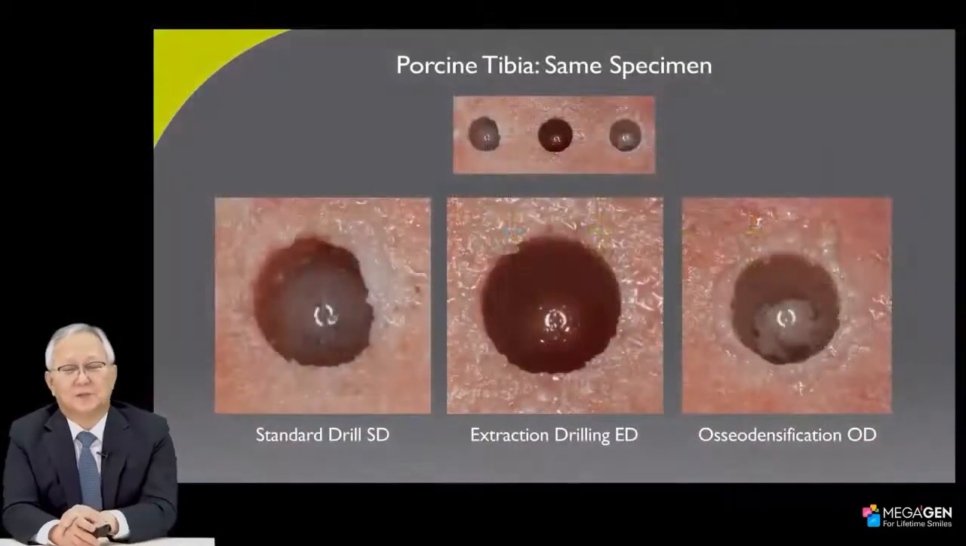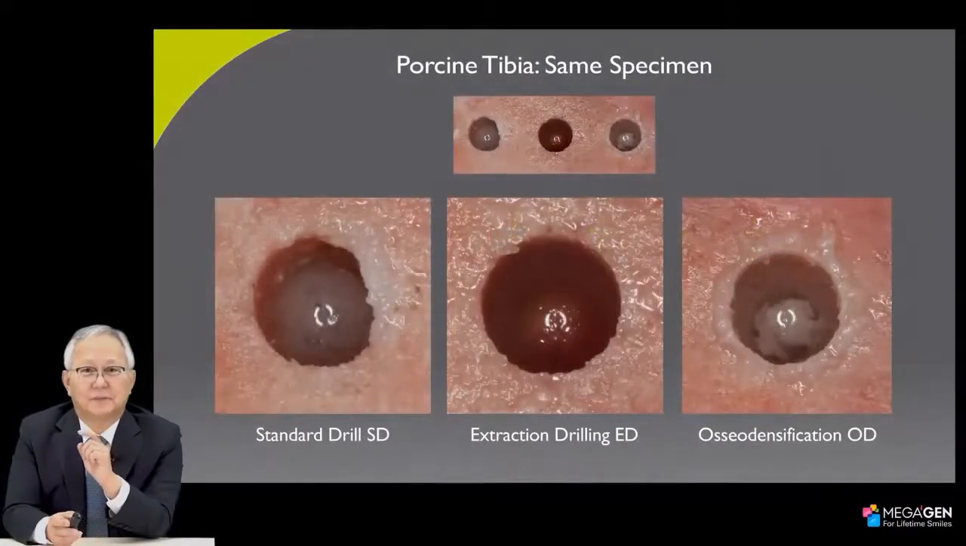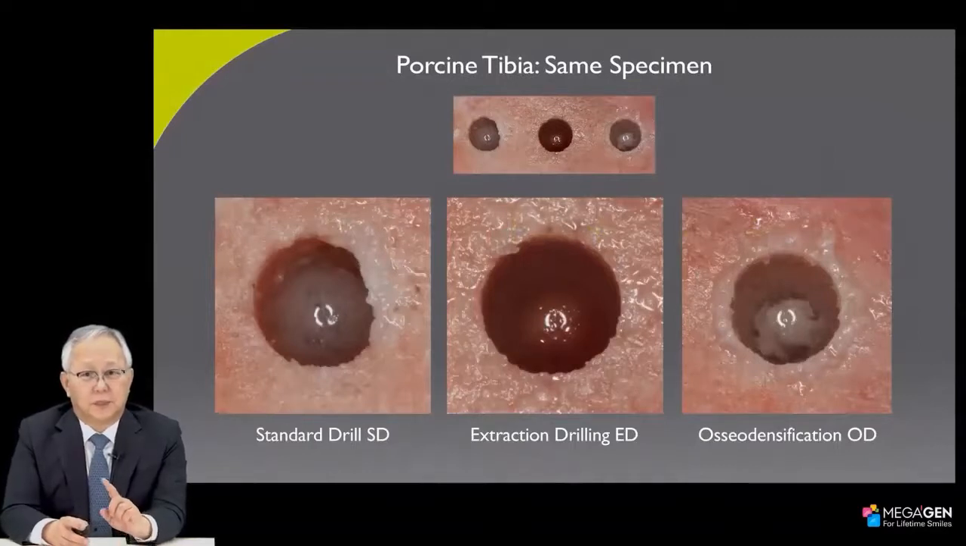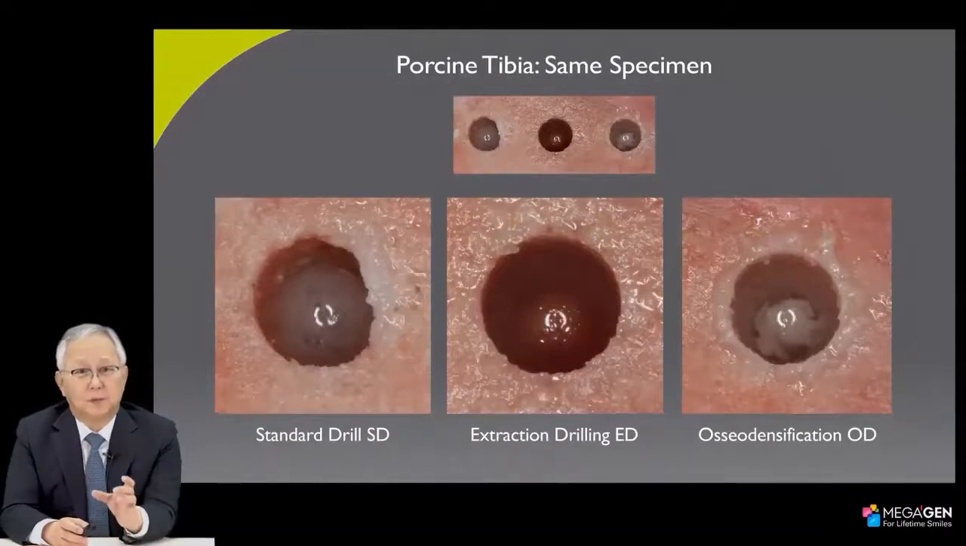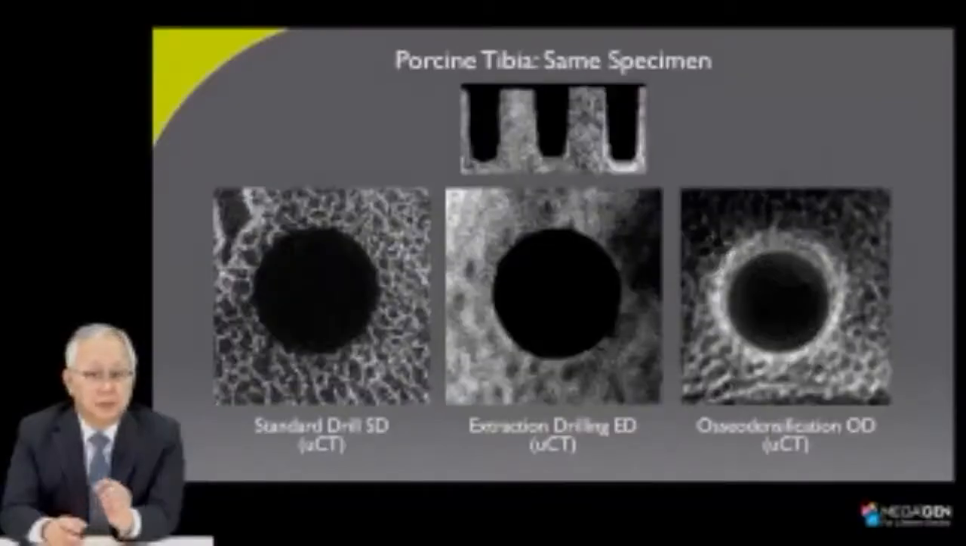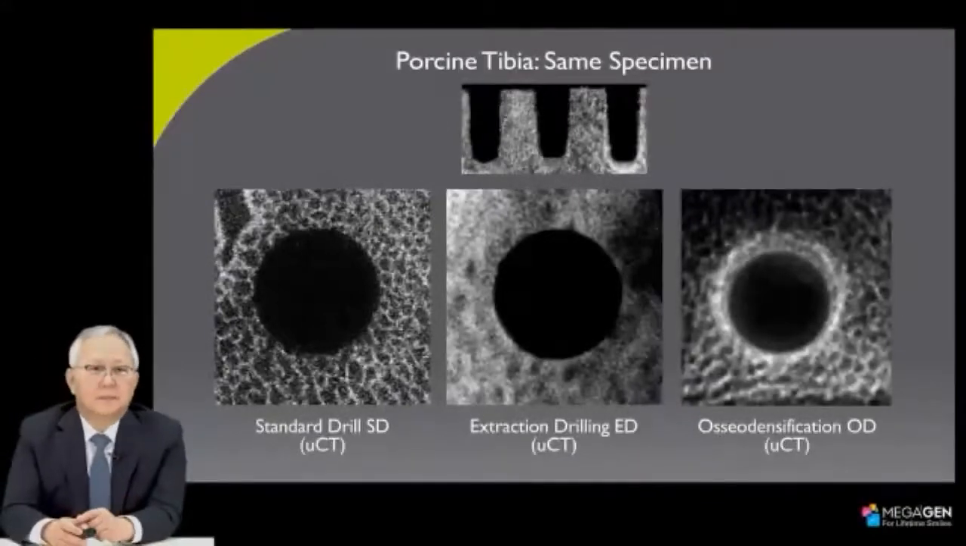So instead of this, I'd like to show some very interesting case first. So this is another comparison between the standard drill and osteodensification. So even at the bone itself, you can see the differences, but from the images, in osteodensification mode, you can see the very much higher radiopacities.